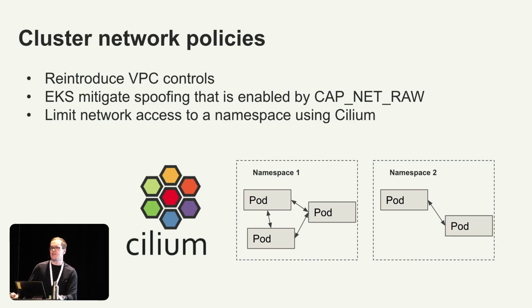Another thing to note is that by default in Kubernetes, you have this Linux capability called CAP_NET_RAW, which allows spoofing attacks. So depending on the network you happen to use with Kubernetes, that attack might be possible to do, but in the case of EKS, that's not possible.